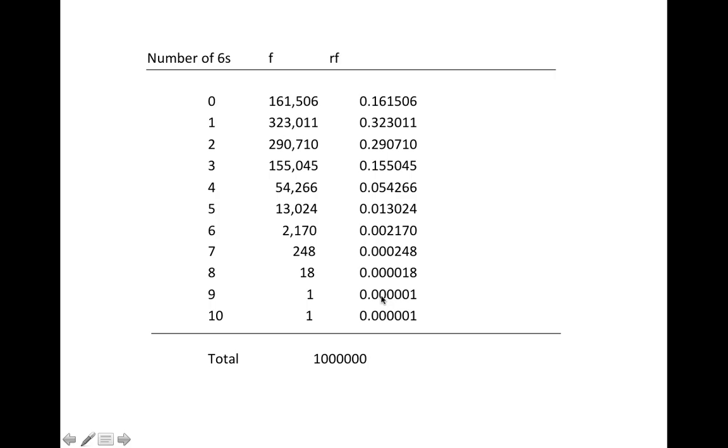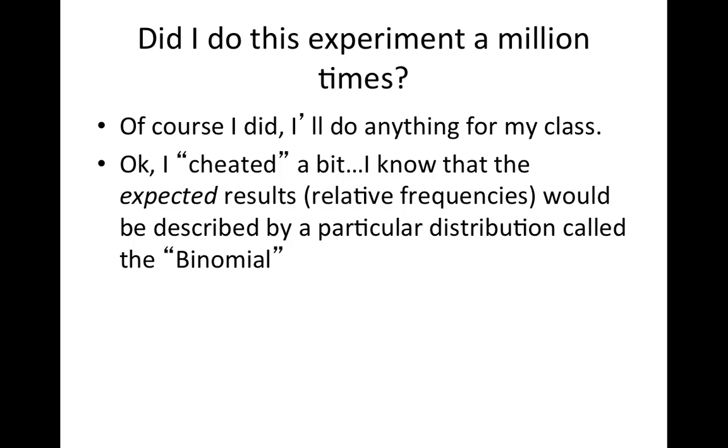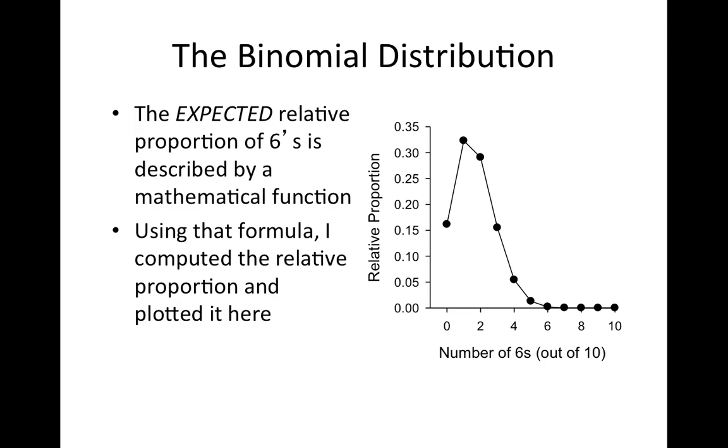Now, did I do this experiment a million times? Well, of course I did. I'll do anything for you. Okay, not really. I cheated a bit. I know that the expected results, the relative frequencies, would be described by a particular distribution called the binomial. That is, I looked at the features of the experiment, and we know we have an expectation of what the outcome is going to be. The expected relative proportions of sixes is described by a mathematical function we call the binomial distribution. And using that formula, I computed the relative proportion, and I plotted it here. And this is a binomial distribution of outcomes related to rolling dice, 10 dice.